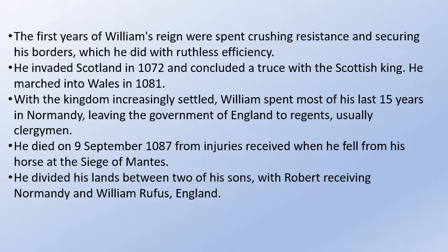With the kingdom increasingly settled, William spent most of his last 15 years in Normandy, leaving the government of England to regents, usually clergymen. He died on 9 September 1087, from injuries received when he fell from his horse at the siege of Mantes. He divided his lands between two of his sons, with Robert receiving Normandy and William Rufus England.